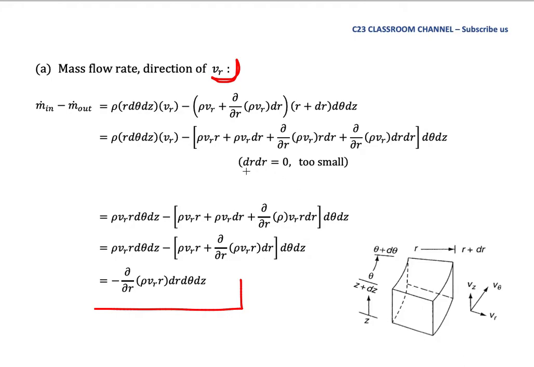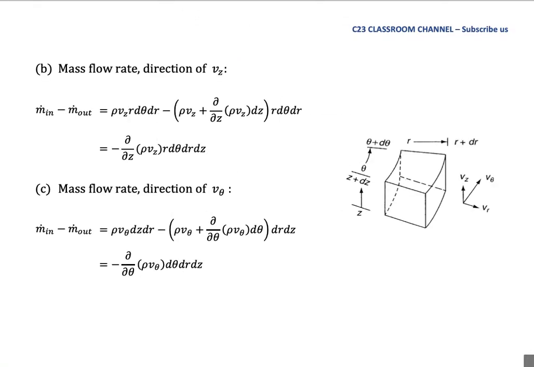Here, if you have a double multiplication like dr times dr, you could assume it is too small, so you could neglect this term. This is the simplification, the assumption that we need to use. This is the mass flow rate for the z direction, where this is the inlet and this is the outlet. This is rho, this is Vz, and r dr d theta. The r d theta is the length of this side and dr is the length of this side. We assume this length is almost the same as this one, so we simplify it. So r d theta and dr show the area of this face.